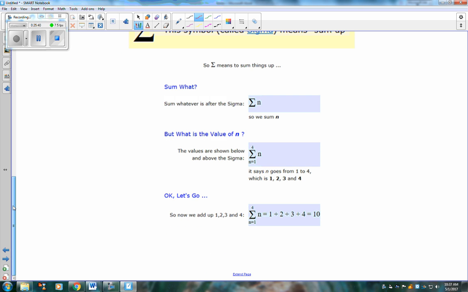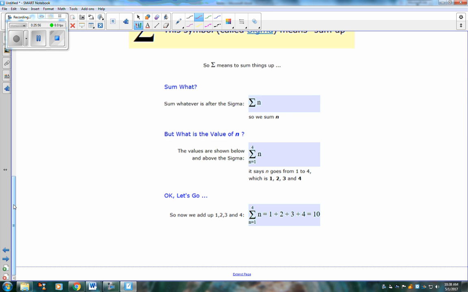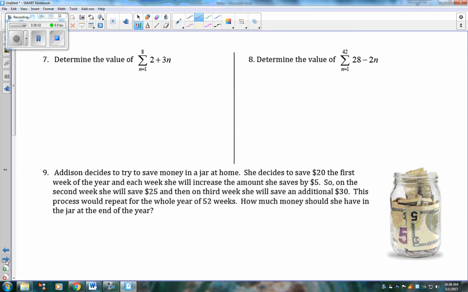So what's the top number thing? The top of the sigma? This is your first term. That one is going to be your last term number. So that's not the value of the last term. That's the last term number. We'll see an example here. Okay. Let's look at this one.